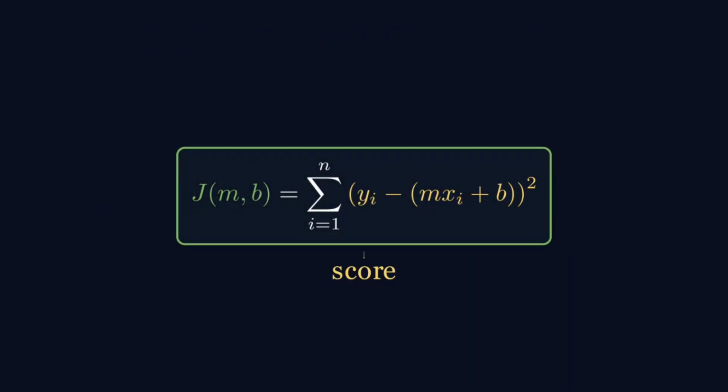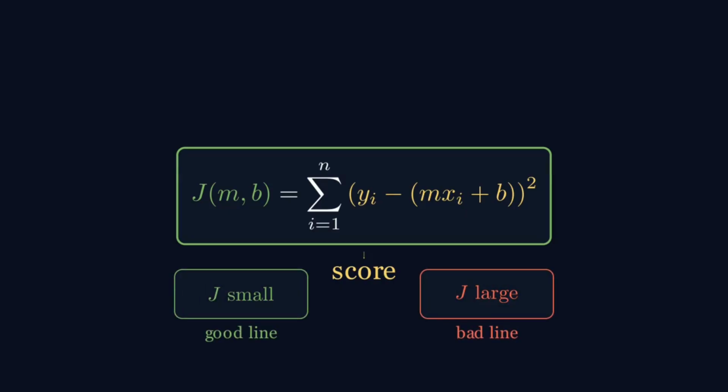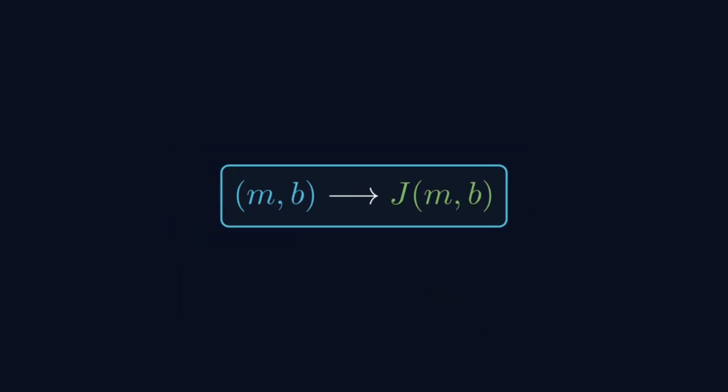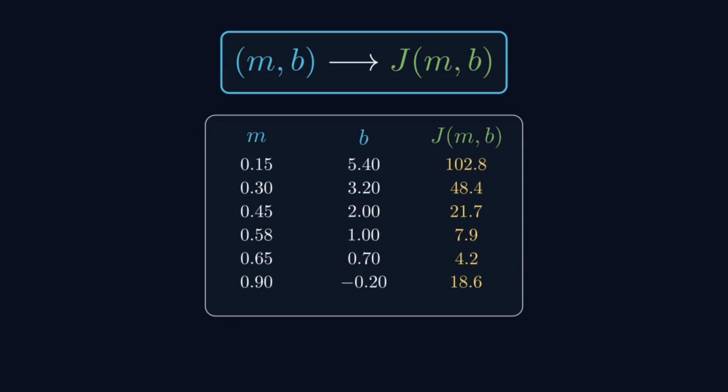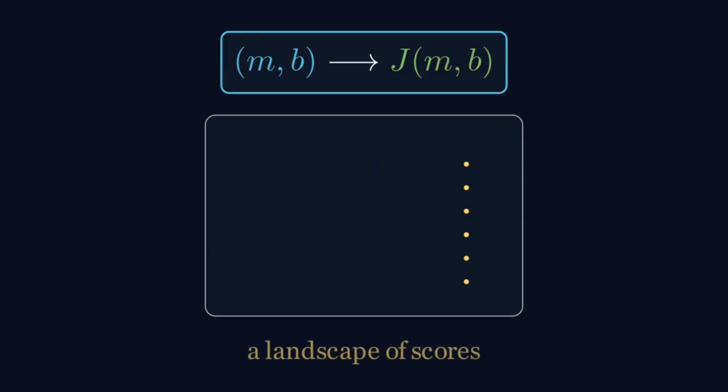So we now have a score, a way to measure how good a line is. Give me a slope, give me an intercept, and the cost function gives back a number. Small means good, large means bad. But something interesting happens when we zoom out. Instead of trying one at a time, imagine trying every possible line, every possible value of m, every possible value of b. And for each pair, we calculate the total squared error. Suddenly, what looked like an equation becomes a landscape.